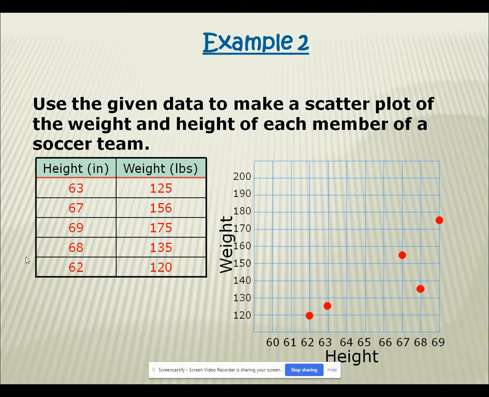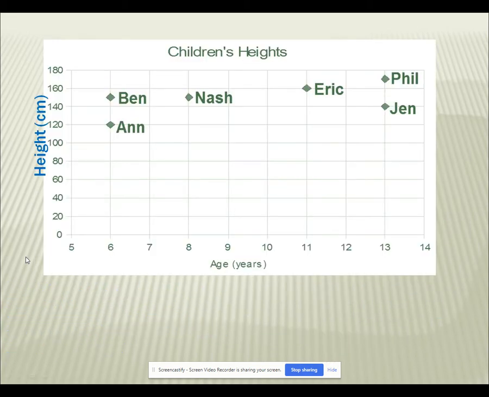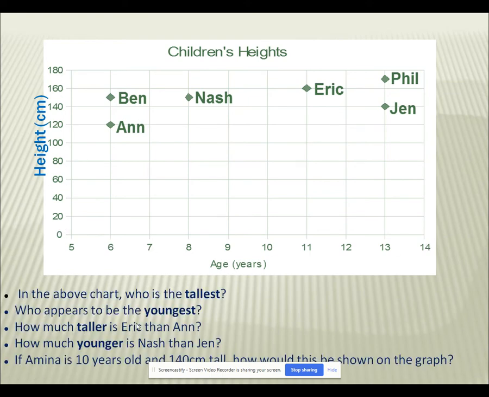So that's the basics of making a scatter plot. So this should all start to look familiar to you. So we've got our points, we put them on there. So now let's take a look. We have this scatter plot for children's heights. Their age in years, from 5 years old to 14 years old. Their height from 0 centimeters to 180. And then we've got some questions.